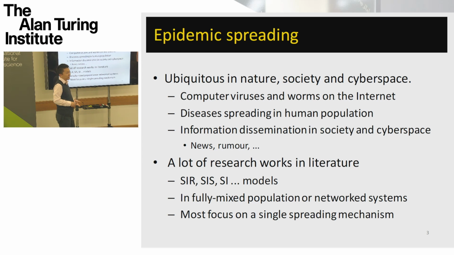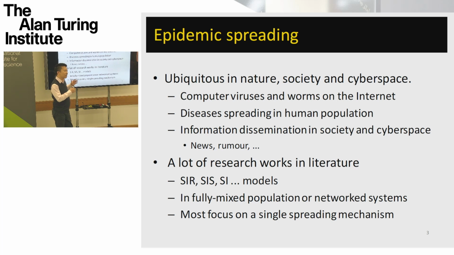And there is a lot of research work in the literature, different models. I can give you a number of models. Some people say there are 30 different models of epidemic spreading. And they have been studied in a population where either it's fully mixed, that is, everyone knows everyone, or in a network where spreading follows a structure. But the work I will present today is different from all of them.